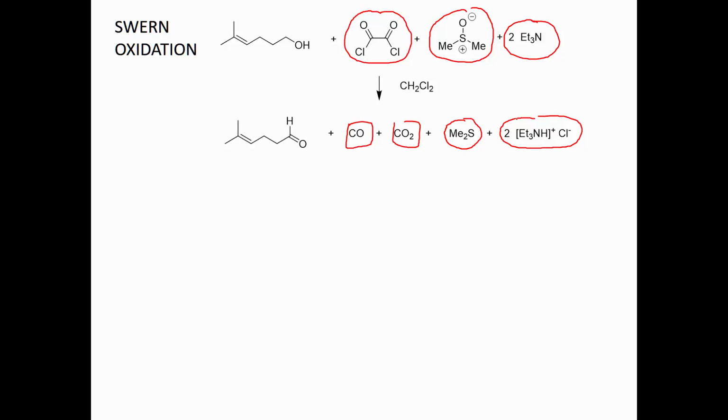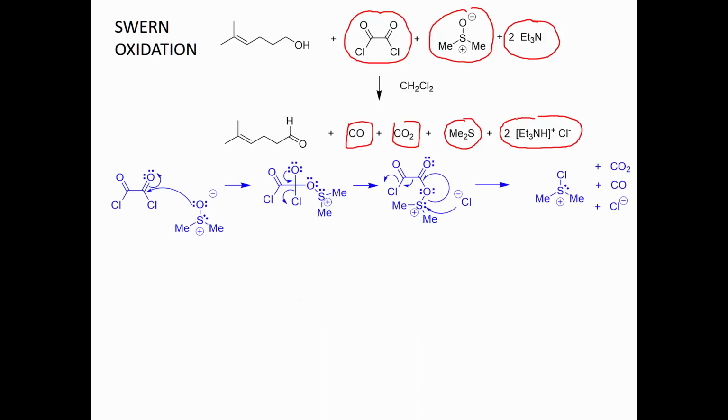This is done under anhydrous conditions, so you don't have to worry about oxidation of your aldehyde further to a carboxylic acid. We're just going to look at the mechanism. I don't think it is usually asked on an exam, but let's look at it anyway. DMSO is our net oxidant. This is what actually gets reduced as a result of the reaction.